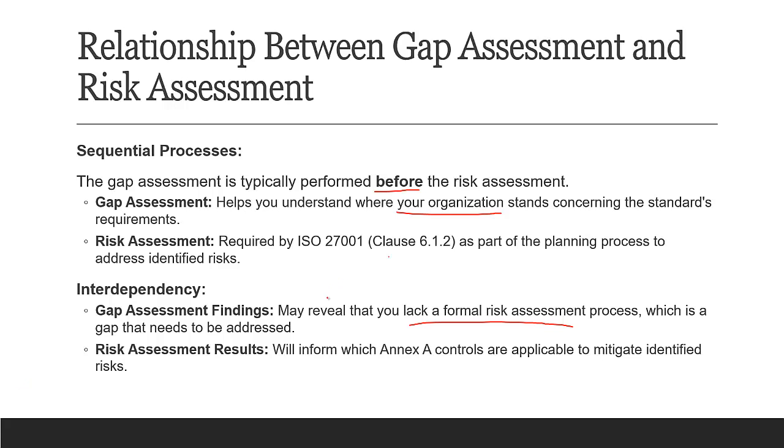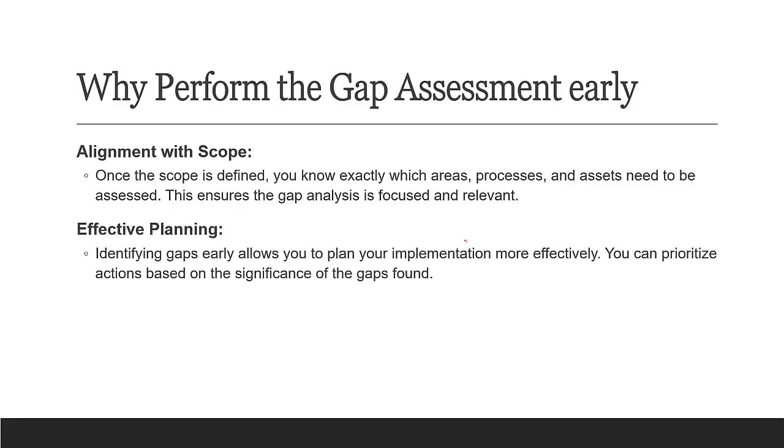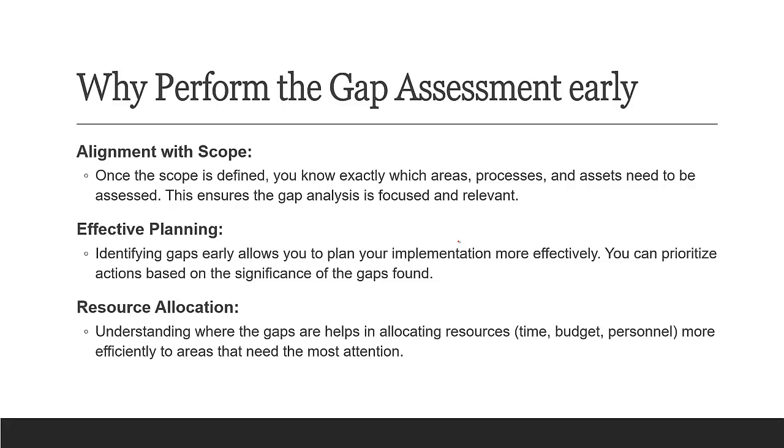Now the question is why we need to do the gap assessment first. Because once the scope is defined, you know exactly which areas, processes, and assets need to be assessed, because we have very limited time, right? So gap analysis will focus on the things which are relevant. With the help of gap assessment, you can identify gaps early, which allows you to plan your implementation more effectively, and you can prioritize actions based on the significance of the gaps found. Along with that, understanding where the gaps are helps in allocating resources, like the time, the budget, and the people involved, so we can address those things more efficiently.